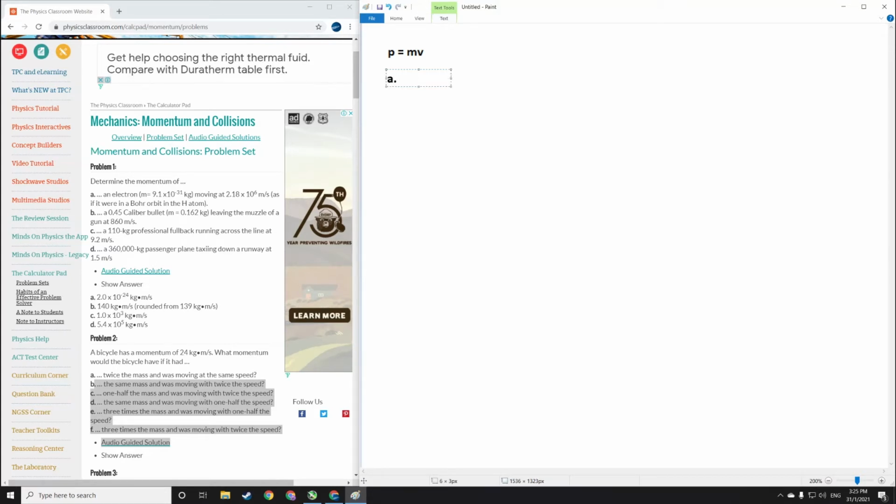So twice the mass and same speed. Okay, so P equals 2mv, and so if you just look at these two, the difference is that you've just added a 2, so that's just going to equal 24 times 2 because you've just doubled the mass, right? And so you're going to get 48 kg meters per second, right? Simple. Let's look at B.